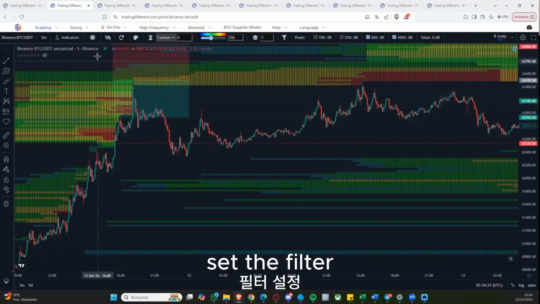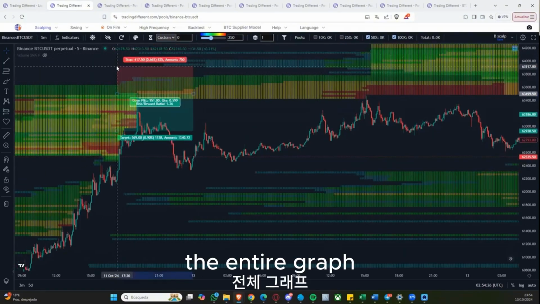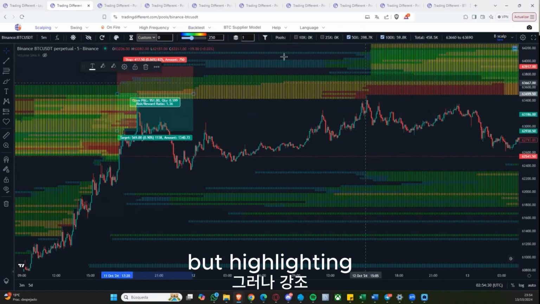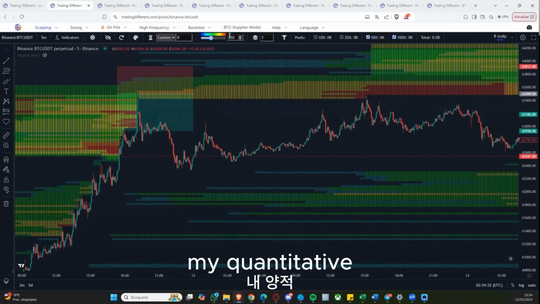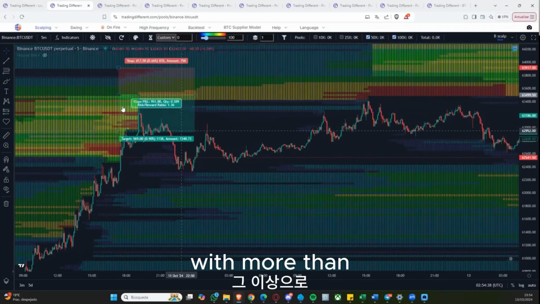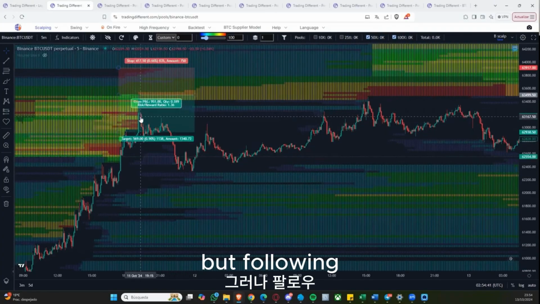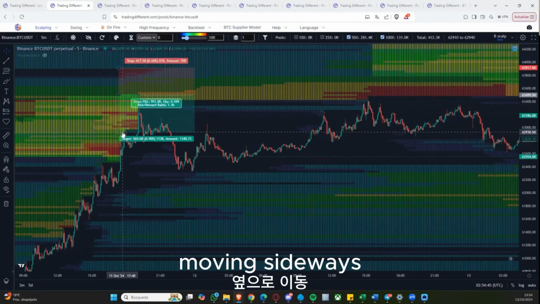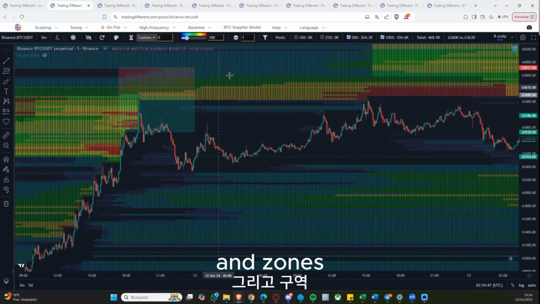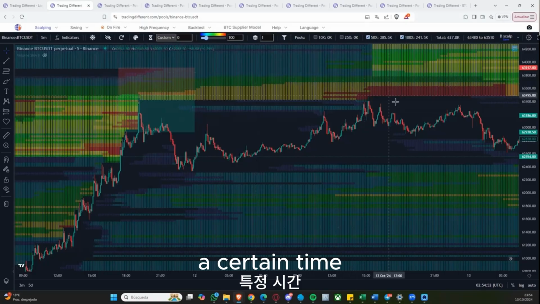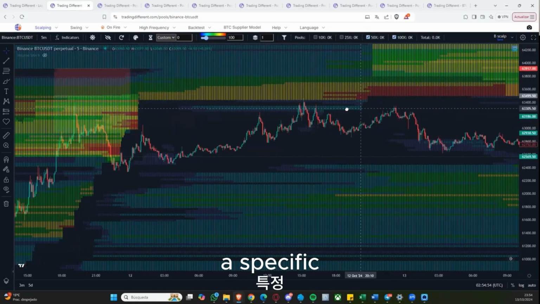If I set the filter to greater than 100, the entire graph will light up. This allows me to see all the liquidity, but highlighting only the areas that meet my quantitative premise. There were no areas with more than 500,000 here yet, but following the lateralized price movement, it does meet that condition. With the price moving sideways, the condition is met and zones with more than 500,000 are formed. After a certain time, this helps to consolidate a specific strategy.